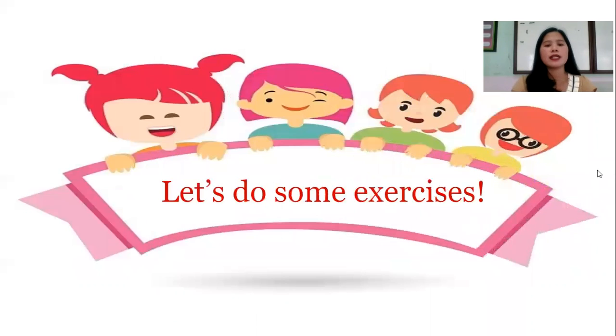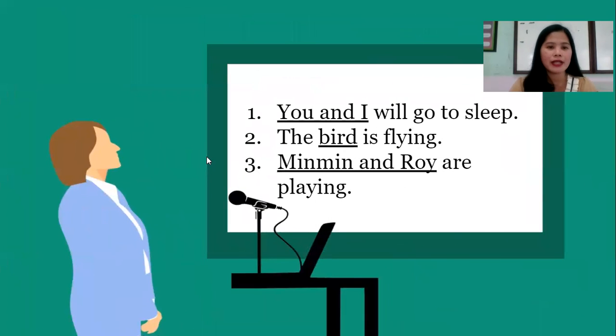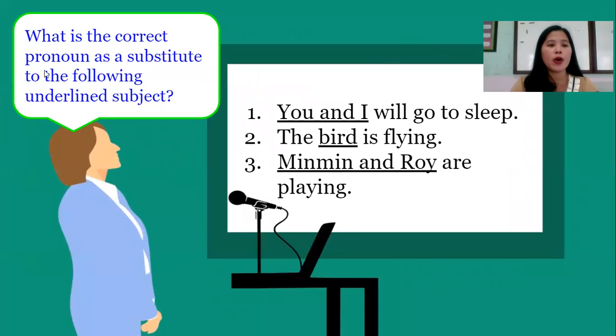Okay. Now, let's do some exercises. It means we're just going to have a little exercise of the mind. Okay, so here it is. Now, what is the correct pronoun as a substitute to the following underlined subject? For the sentence number one, you and I will go to sleep. So the subjects here are you and I, that is plural. So what is the pronoun? Okay, everybody, think about it. Please think about it. Okay, let's find out later.